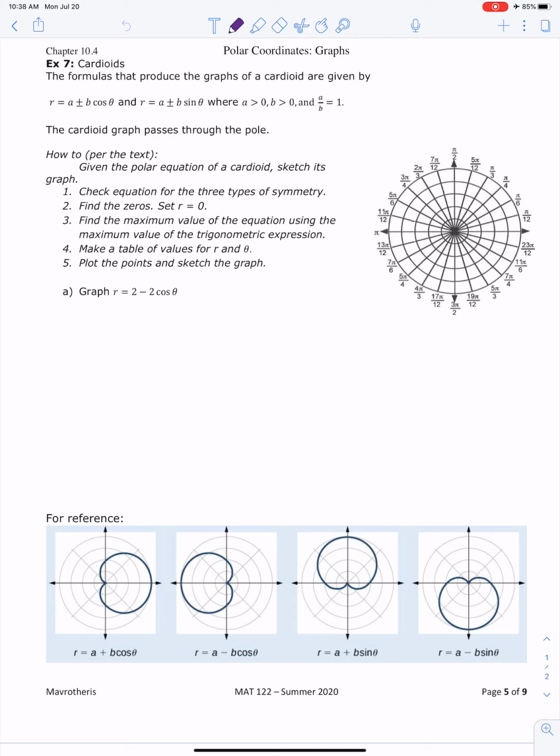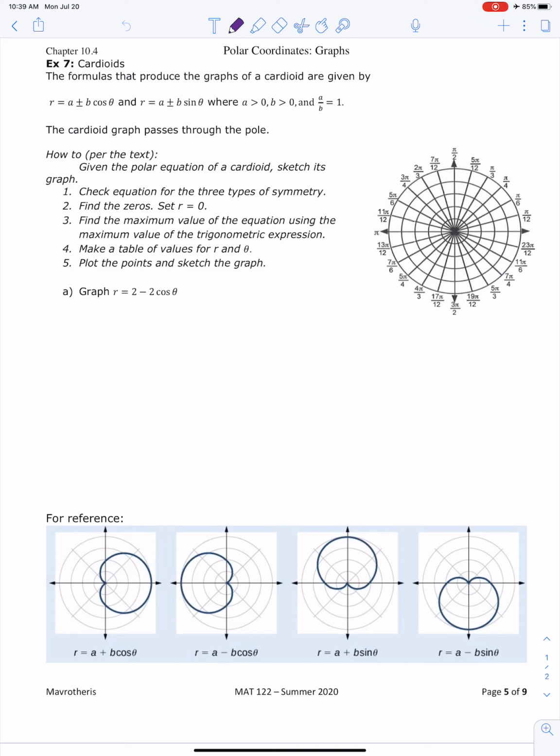Again, the cosine and the sine are just going to let us know whether we are oriented and symmetric across that polar axis, the x-axis, if you will, or the line theta equals pi over 2, the vertical axis or y-axis. So we have a reference at the bottom. We're going to ignore those for now and make sure our graph looks the way it's supposed to by going through these steps. Now, these are the ones that came right out of the text.